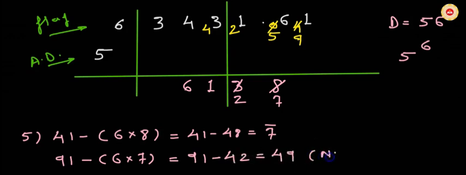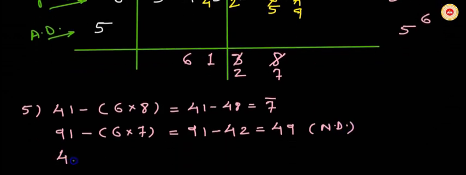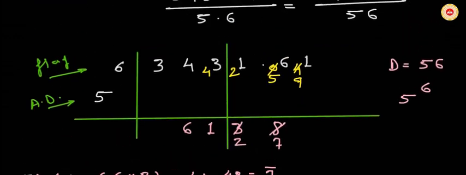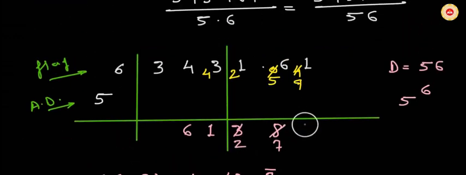49 is net dividend. Divide 49 by 5, which gives us quotient 5 nines are 45. Remainder is 4. 5 nines are 45. 49 minus 45, 4. Write quotient 9 and remainder 4. Write quotient 9 below gross dividend 91.